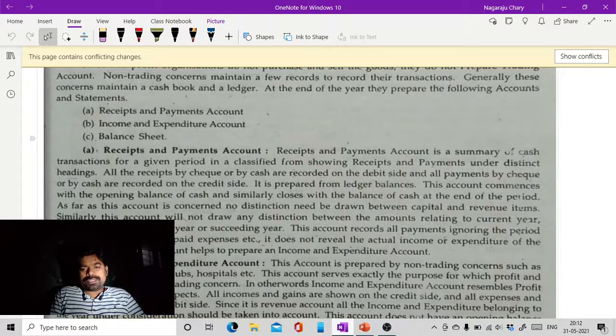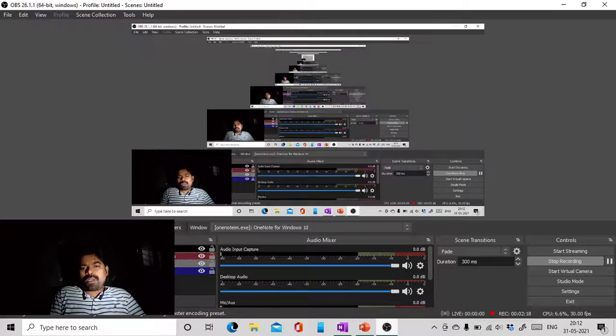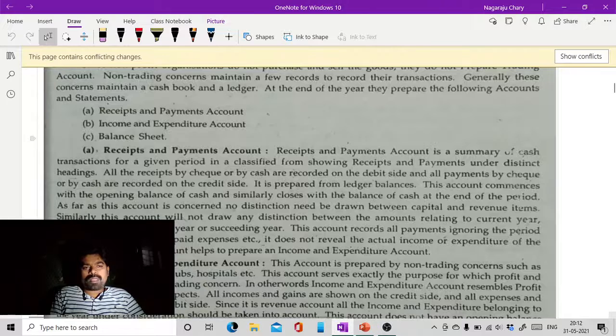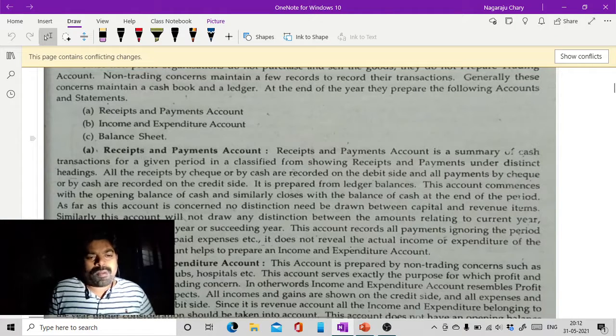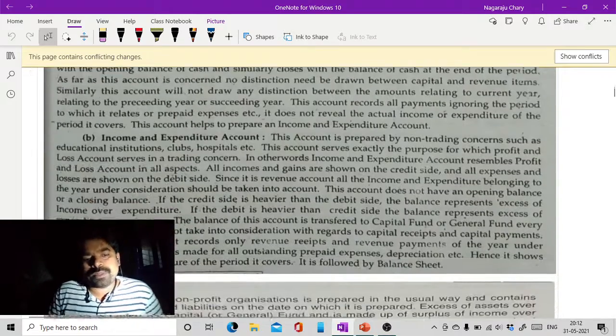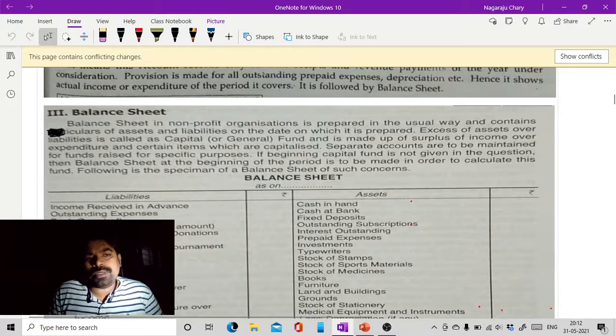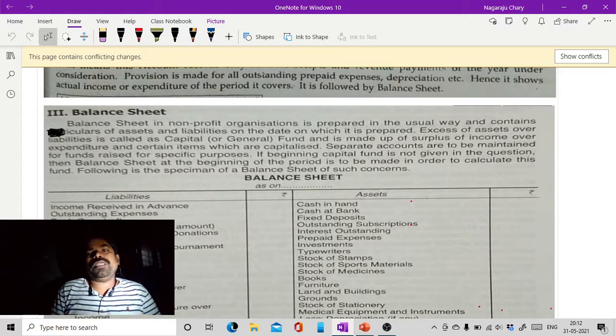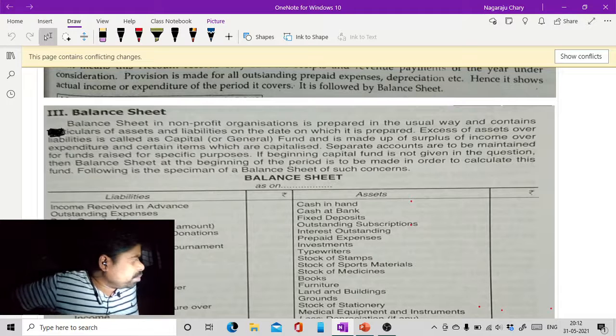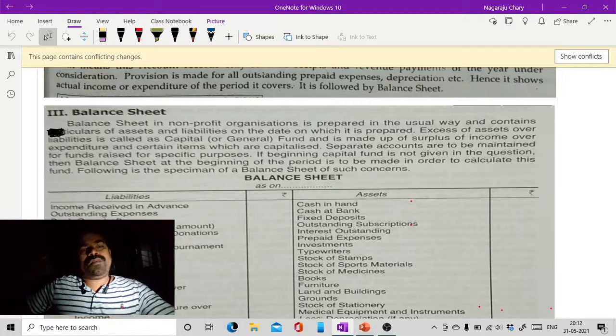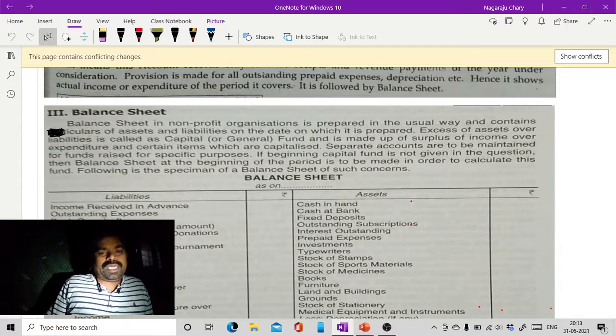Right, we will see this video lesson through this OneNote app. You see, in the previous video lesson, we learned about receipts and payments account, income and expenditure account. So in this video lesson, we are going to know the balance sheet. What is a balance sheet? How do we prepare it? Especially in non-profit organizations, how do we prepare this balance sheet? So we will see one by one.